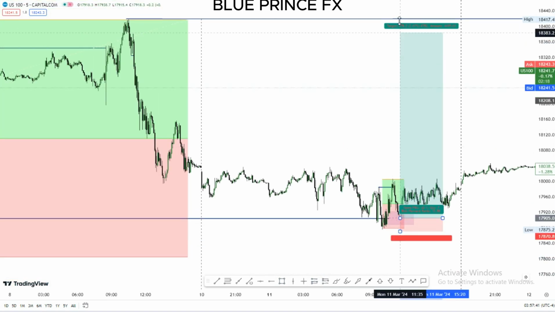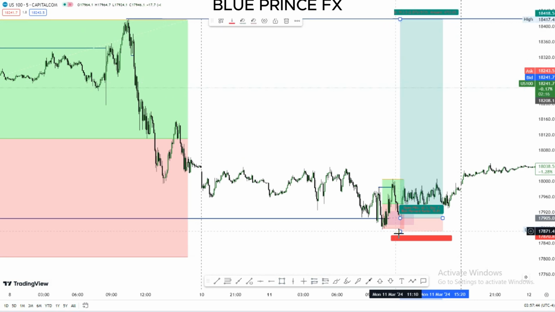Then you put your stop loss below this low, because there's no need for the market to go below this low, because the market is moving from internal liquidity to external liquidity, or from external liquidity to internal liquidity. That's how you trade the market, guys.